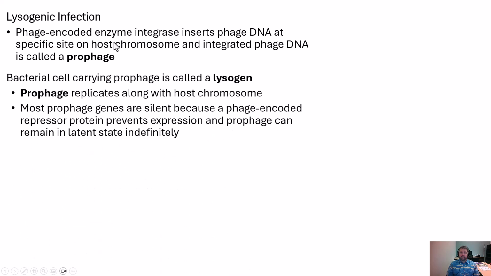When the prophage is copied, when that bacterial cell is carrying it and it's copied, those bacterial cells are often called lysogens, or lysogenic bacteria. And that indicates they're carrying a virus that can go from the lysogenic stage to the lytic stage if conditions are right. So most of the time, the genetic material from the phage is silent. Okay? It's not being copied.